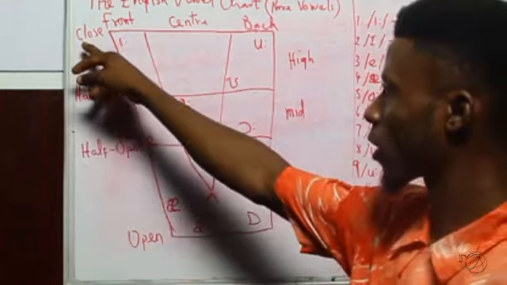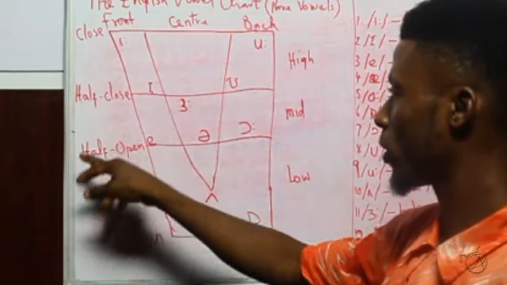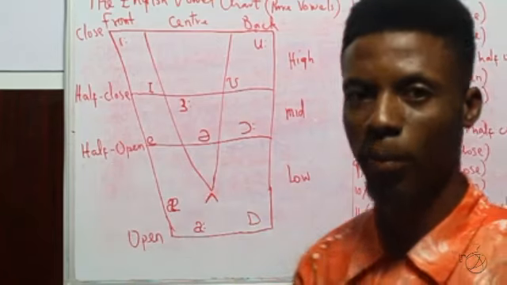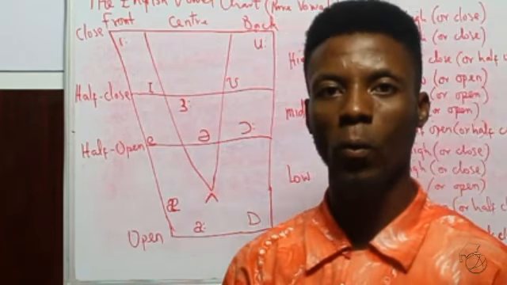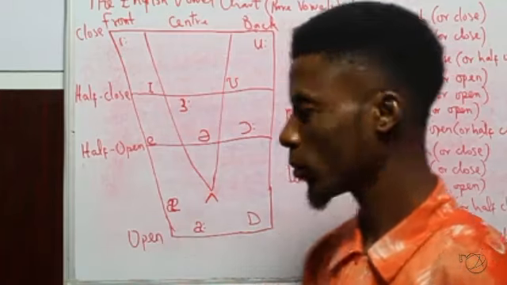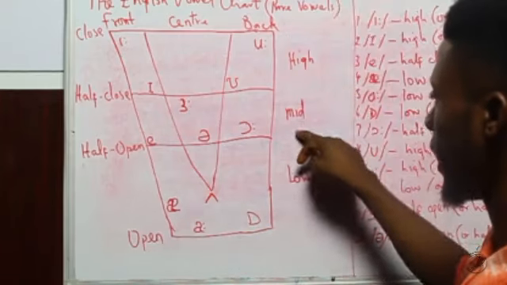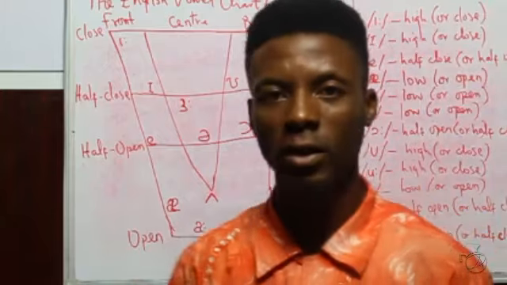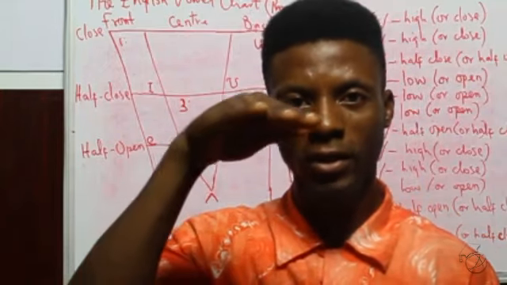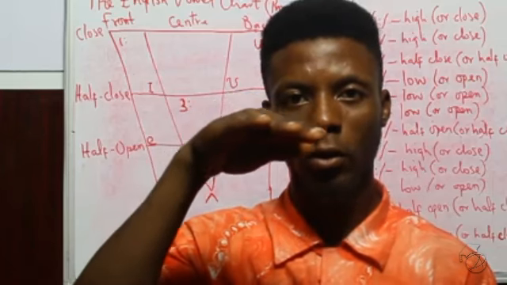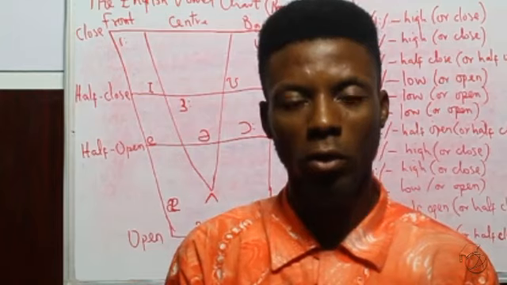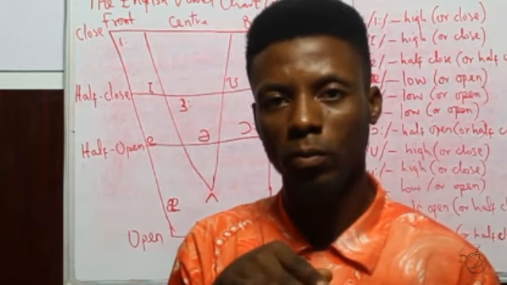We also have the close, the half close, the half open, and the open. These are vowel sounds that are produced with our mouth open or our mouth closed. We have high, mid, and low. This means the position of the tongue in the mouth, whether the tongue raises from its low position, or it lies flat in the mouth, or it is in the middle.